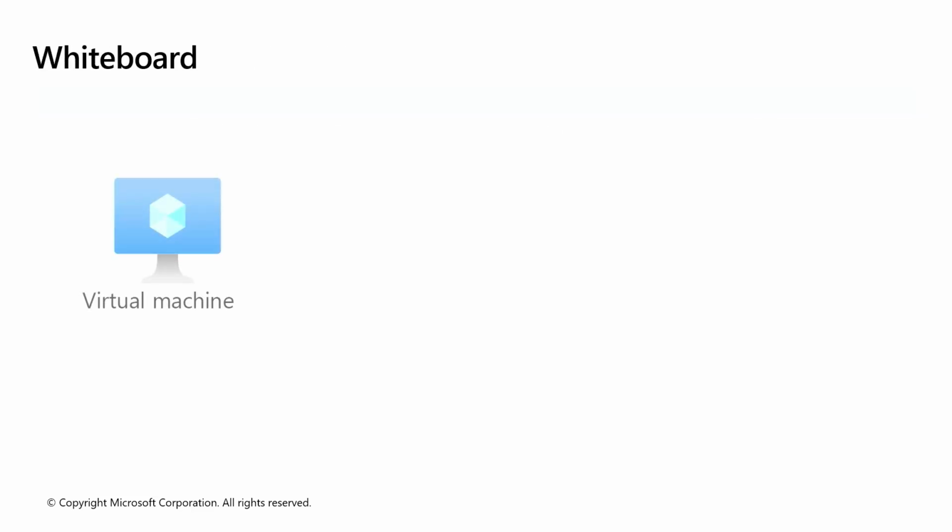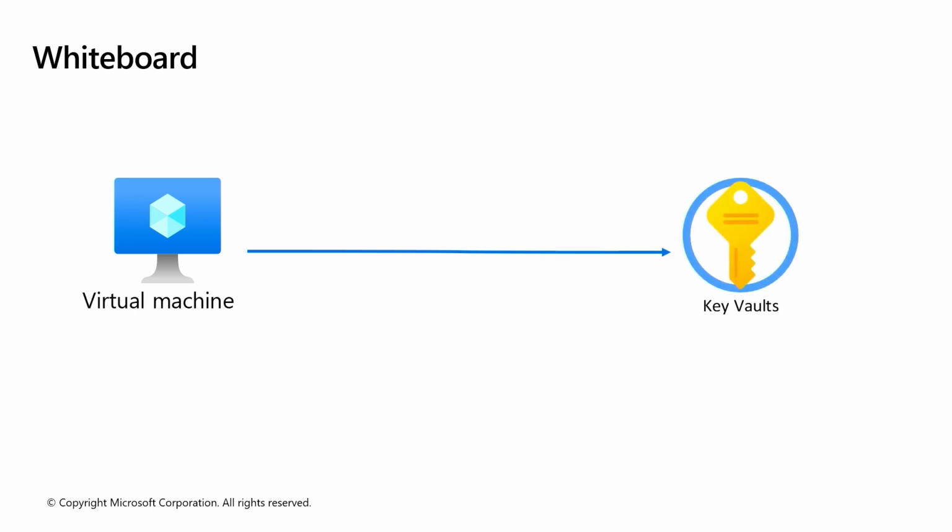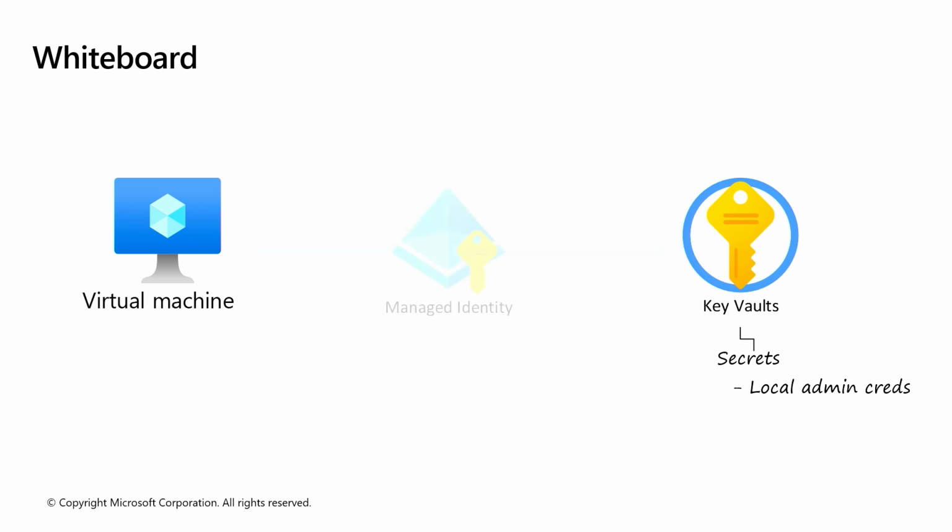Let's say that we have a virtual machine that needs to access a Key Vault, since its admin credentials are stored there as a secret. How do we do that? The answer is clear. Use managed identities.